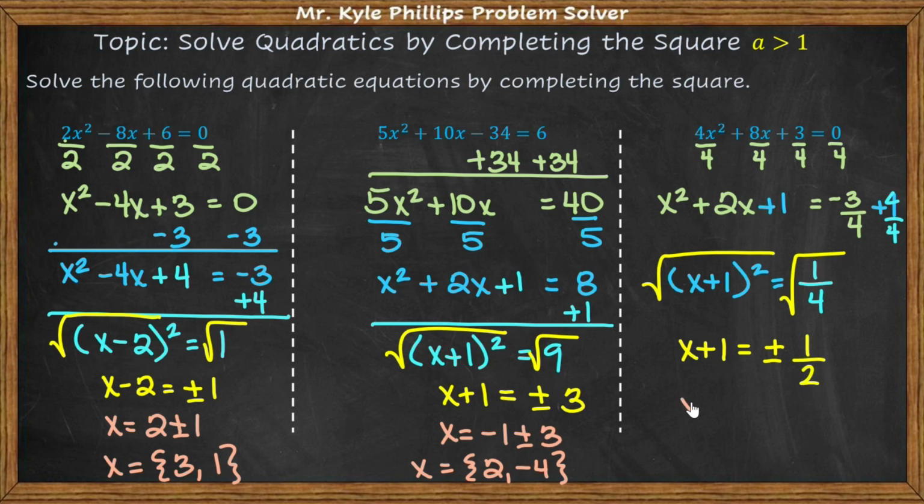Now I can subtract. So x is negative 1 plus or minus 1/2. So here x is equal to negative 1 plus 1/2, which is negative 1/2. And negative 1 minus 1/2 is negative 1 1/2, or negative 3/2.